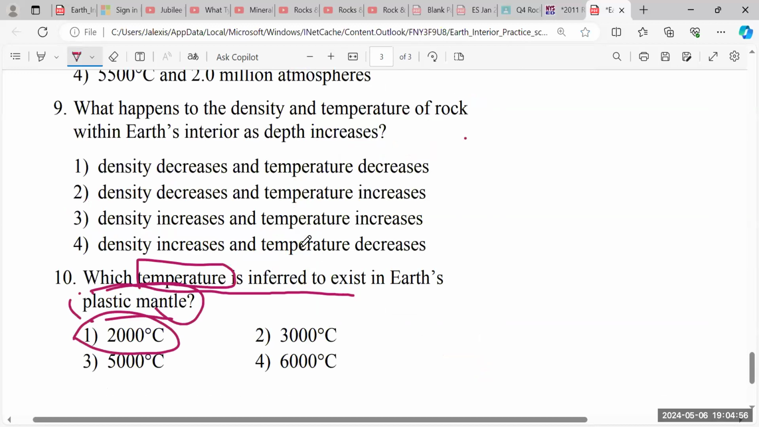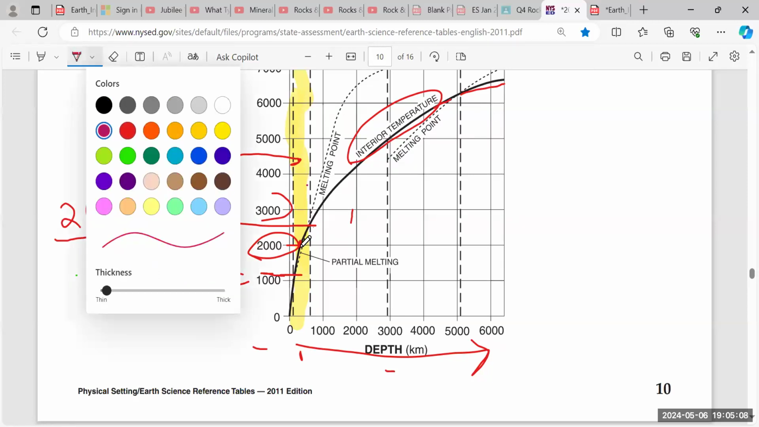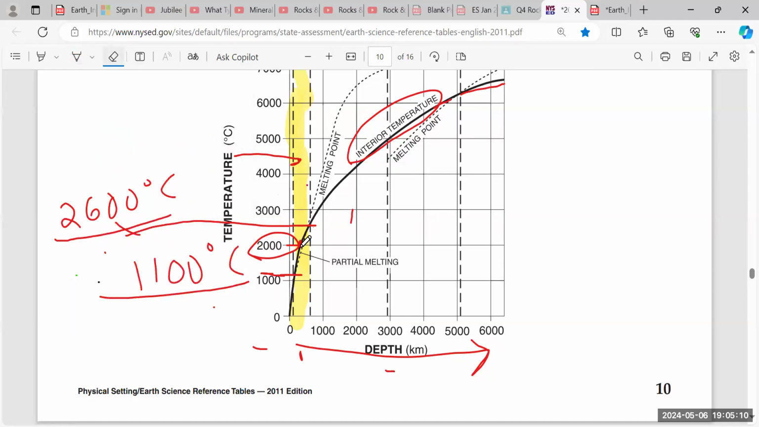If you take a look at the other temperatures for yourself, I won't do all of them, but let's say we took a look at 3000, for example. 3000 is located right here. Let me use a different color. And 3000 is located right here, and it is outside of the plastic mantle. It's not in the yellow highlighted category. So that's why 2000 would be your best answer.